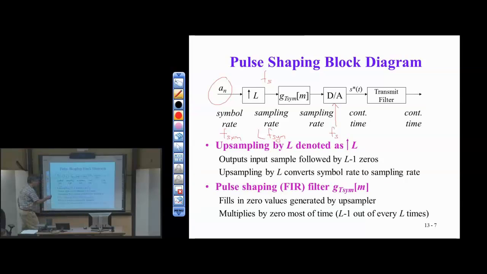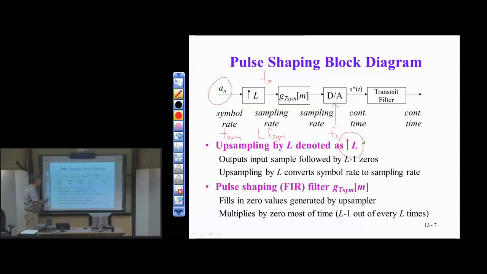So again, upsampling by L, which is denoted by this up arrow, implies that the sampling rate is increasing by a factor of L from input to output. And conceptually, all this does is, for every input value, I output the input value followed by L minus 1 zeros. I'll show you that in a second.